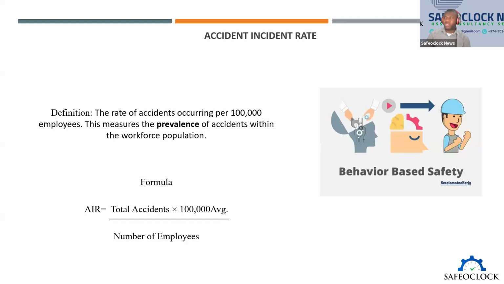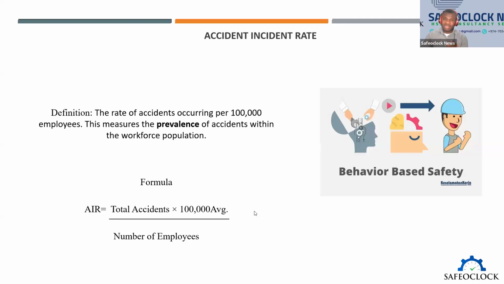Now, let's go into the calculation proper. The first one we are going to calculate is known as accident incident rate. So accident incident rate simply means the rate of accidents occurring per 100,000 employees. That is the major definition. That's accident incident rate is the rate of accidents that occurs, okay, per 100,000 employees in that workplace.